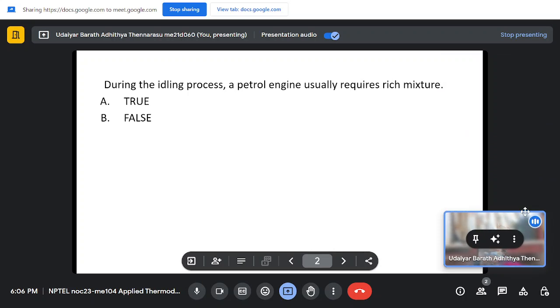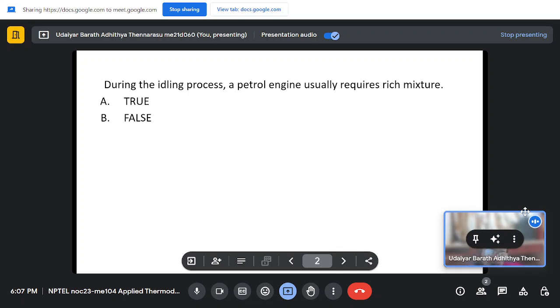Starting with, we have: during the idling process, a petrol engine usually requires a rich mixture. Is this statement true or false? During the idling process, a petrol engine, which is a spark ignition engine, usually requires a rich mixture. So this statement is true.